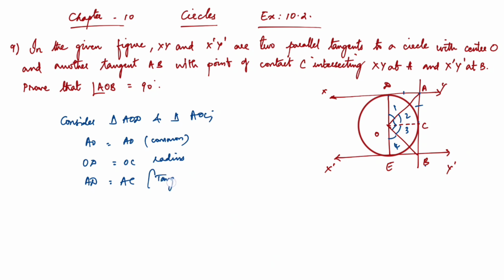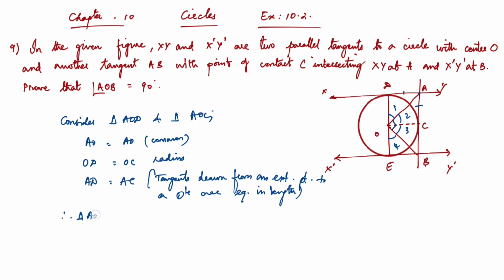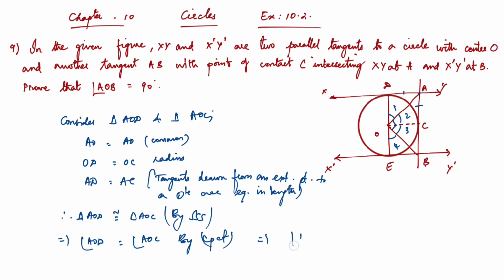That is, tangents drawn from an external point to a circle are equal in length. Therefore, triangle AOD is congruent to triangle AOC by SSS property, which gives us angle AOD is equal to angle AOC by congruent parts of congruent triangles, that is angle 1 is equal to angle 2. Let this be equation 1.